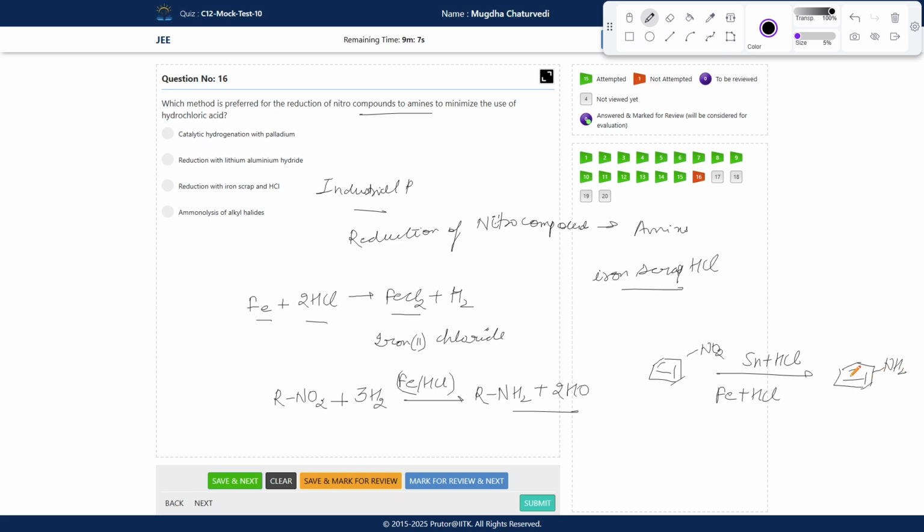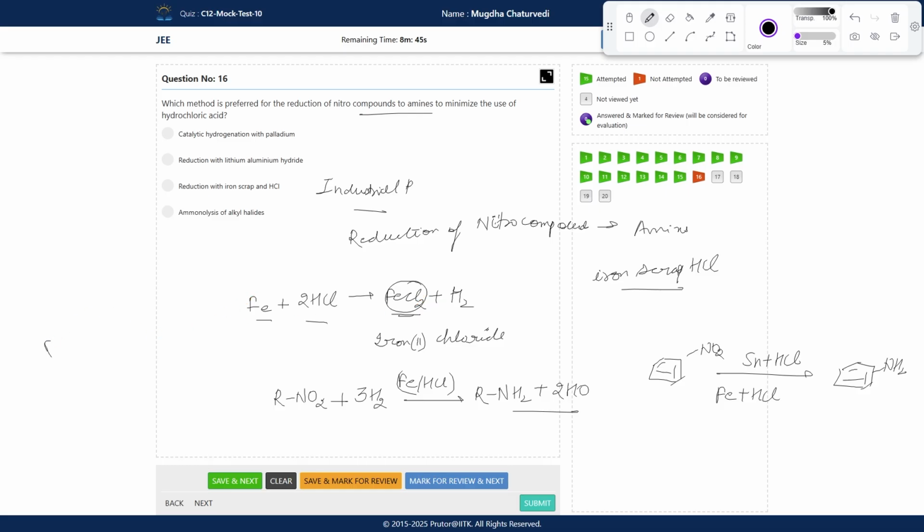Okay, so this is the preferred industrial method, as only a small amount of HCl acid is required initially. The FeCl2 formed gets hydrolyzed to release HCl acid during the reaction. So as FeCl2 is formed, it gets hydrolyzed to release the HCl.